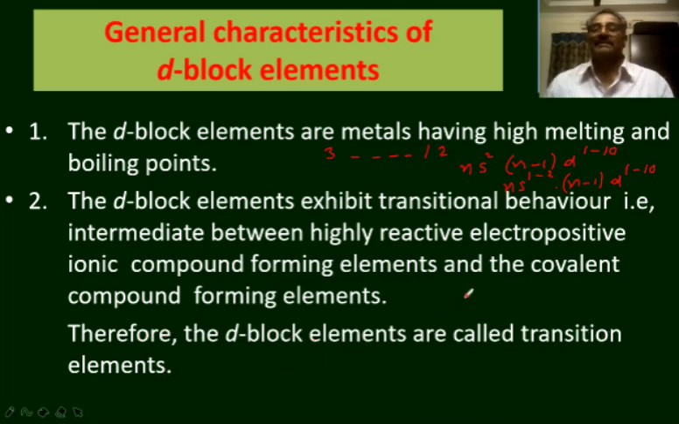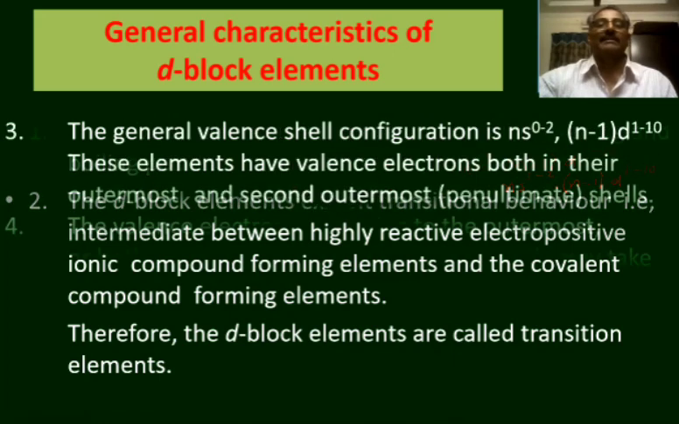So these are kept at the transition position, that is the position between the highly electropositive elements which form the ionic compounds and the less electropositive elements which form the covalent compounds. So that position is called transition position. So those elements are said to be the transition elements.